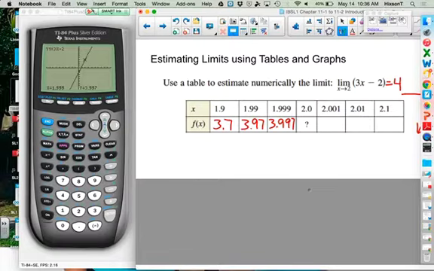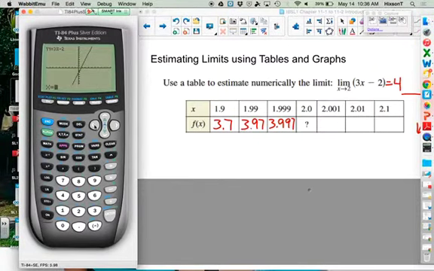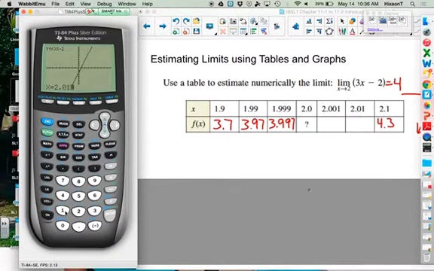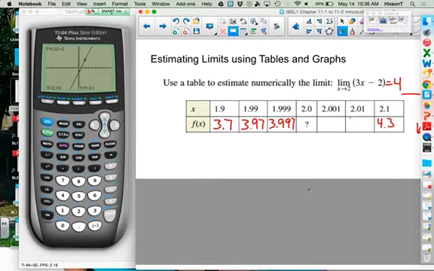Now let's go over the other side of the table. All right, we have 2.1, and that's 4.3. Then we had 2.01, 4.03, and if you kept going, 4.003. So you'll notice here our function is approaching what value from both sides? 4. It's approaching 4 from both sides. So that confirms here our limit equals 4.